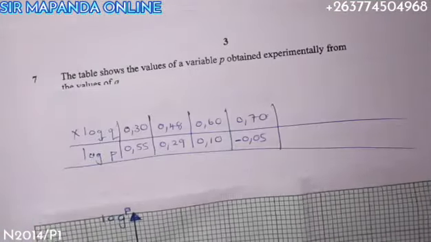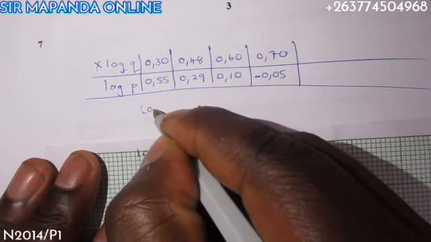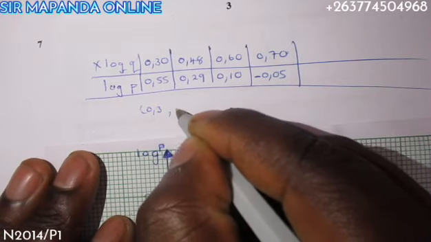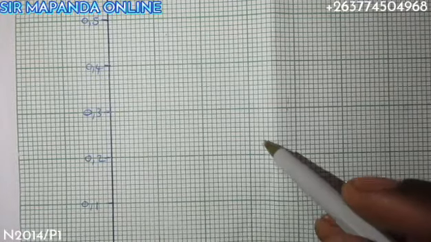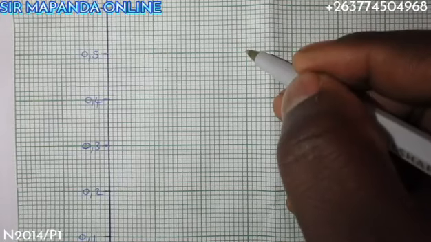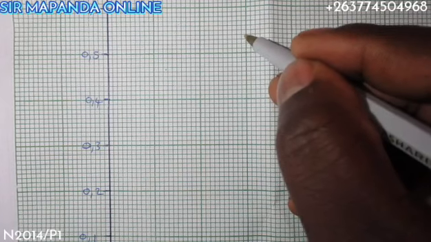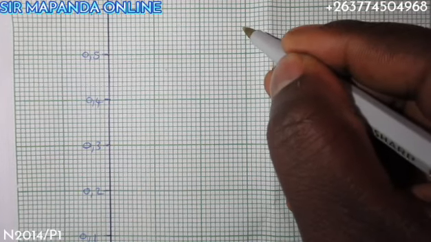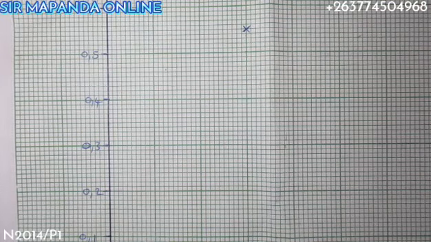So we are going to plot the first set. The first set is 0.3 for x and 0.55 for y. So this is 0.3 for x, 0.55. It's 5 boxes above 0.5. So 1, 2, 3, 4, 5. This is the point. Let me mark it. So this is our first point.